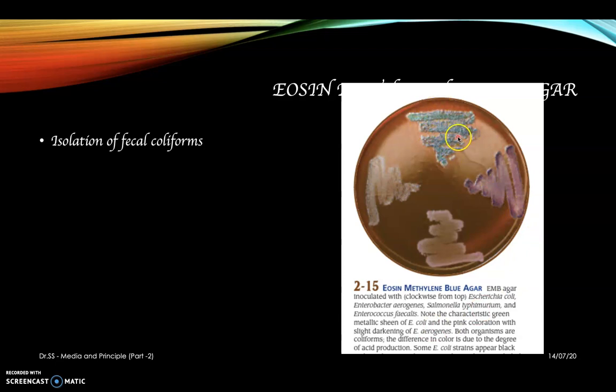The first one is E. coli, and the others are Enterobacter aerogenes, Salmonella typhimurium, and Enterococcus faecalis. See, in this, the metallic sheen was observed in the E. coli streak, and pink with a dark center and slightly purple color formation was observed in the Enterobacter aerogenes. There is no color formation observed in the other 2 organisms. This is due to the fermentation also. Okay, so there is no color formation observed. Sometimes the E. coli appears in black color formation also.